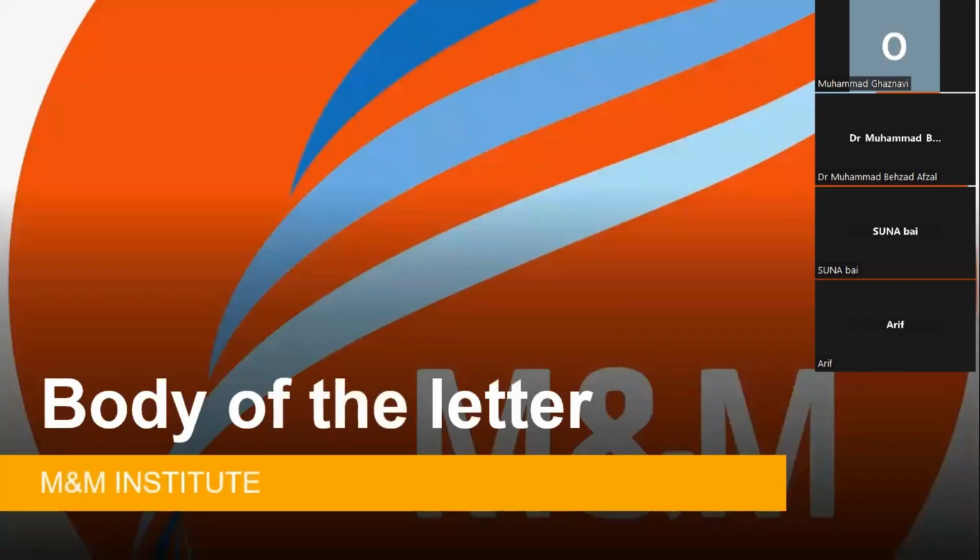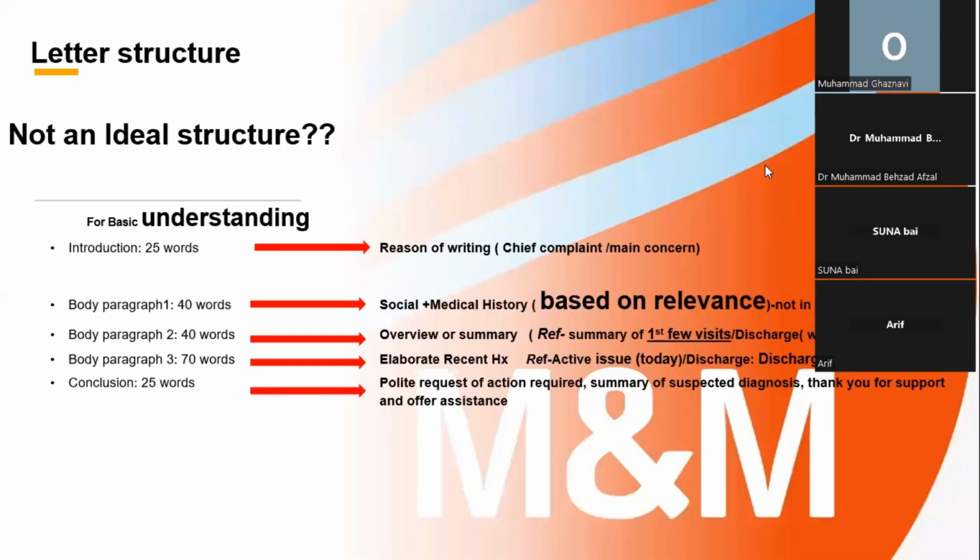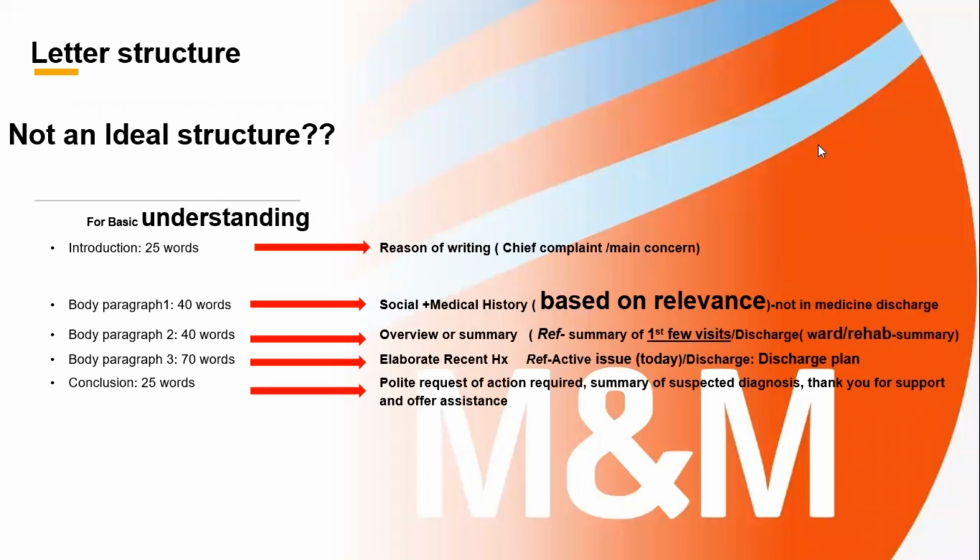So in the last two classes, we have discussed the general idea. Do not take this as a role model, but this is the general idea of the letter. We have to make the structure of the letter as per the requirement or as per the priority of the information. But for your general understanding, I just have written something for you. For your basic understanding, this is not an ideal structure, as I mentioned earlier.